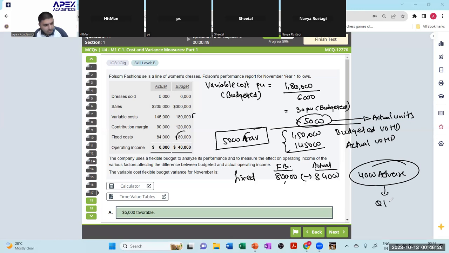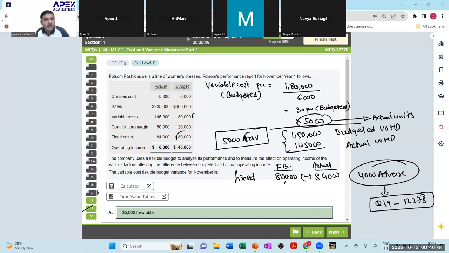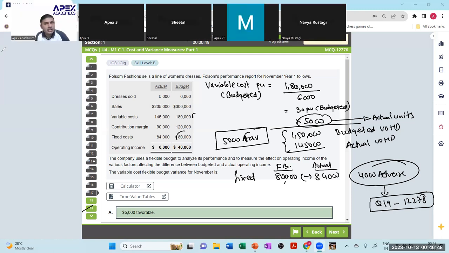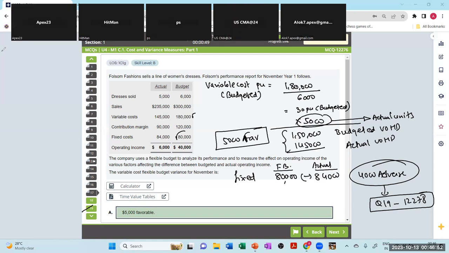This is there in question number 19, MCQ number 12278. So question number 19 is also over. Got it? Alok, screenshot. Everybody understood this? Yes or no? Yes, sir. Monica, understanding? Yes, sir. Sheetal, yes, sir. Aditya, yes, sir. Preeti, yes, sir.